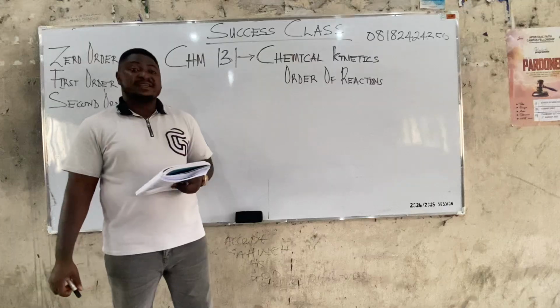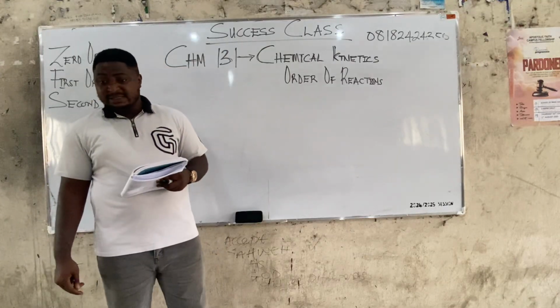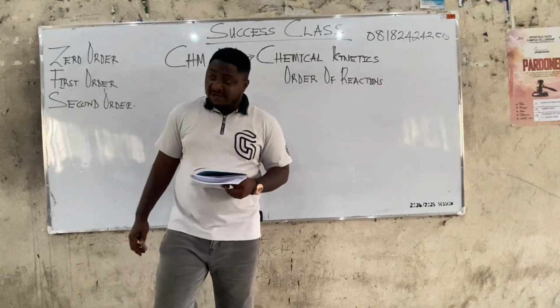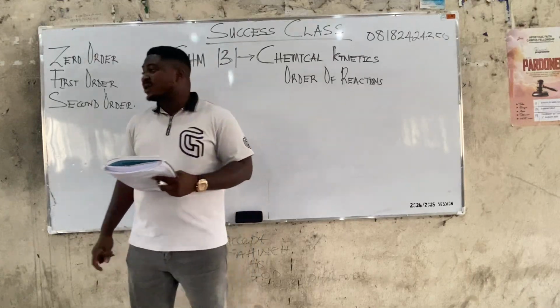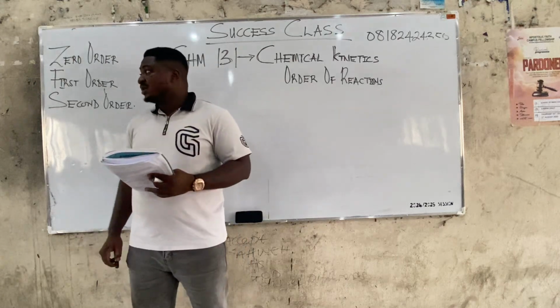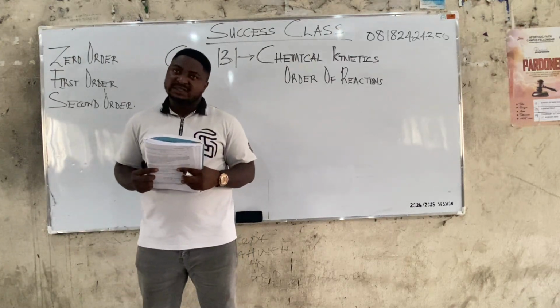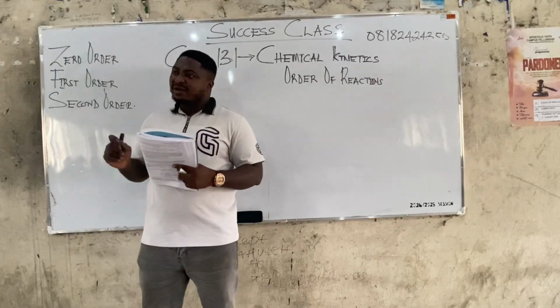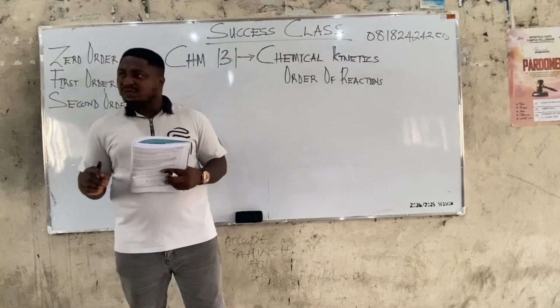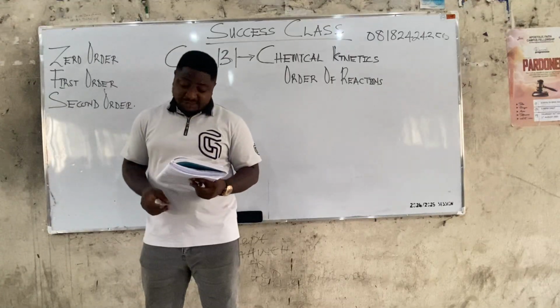A zero order reaction is a reaction in which the rate of the reaction is independent of the concentration of the reactant species. A zero order reaction is a reaction in which the rate of the reaction is what? Independent of the concentration of the reactant species. So the rate of reaction does not depend on concentrations, and I'll explain why.